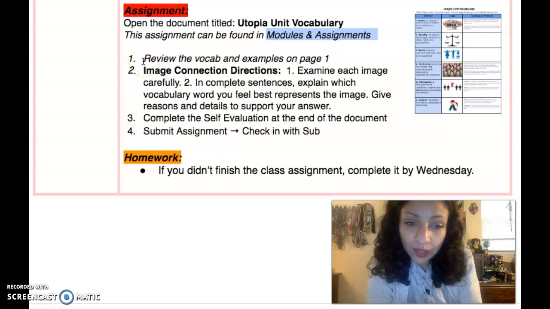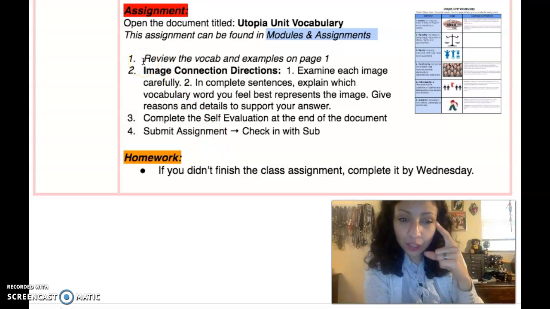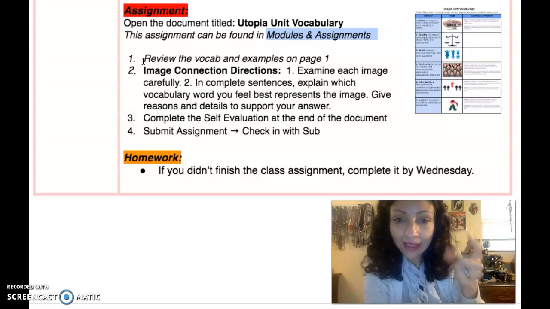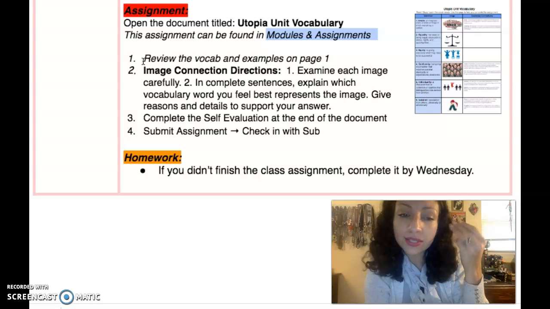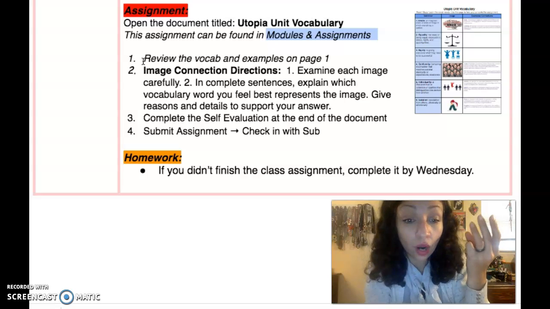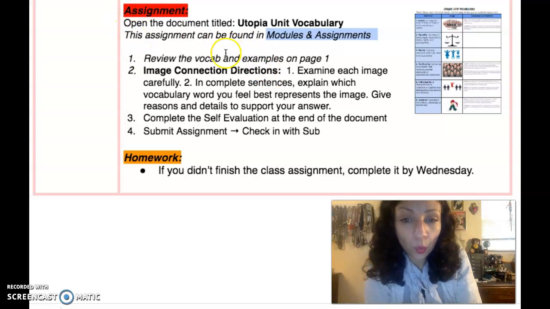The assignment is broken up into three basic parts. The first part is review and learn. The second part is making the actual connection. And the third part is a self-evaluation to see where you are with your vocab. So part one, review the vocab and examples.